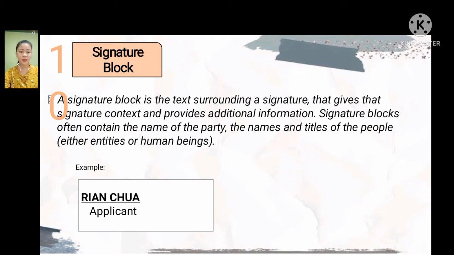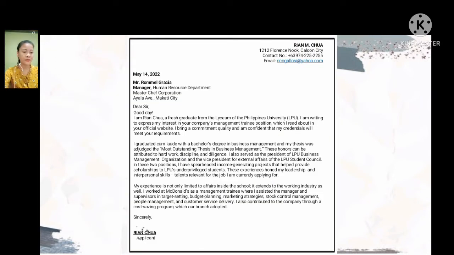So next we have a clear example of the parts of a cover letter. As you can see, the first part in the upper right is the letterhead. The letterhead consists of the name of the sender, and then the address, the contact information, and your email. Next one is the dateline, the date.